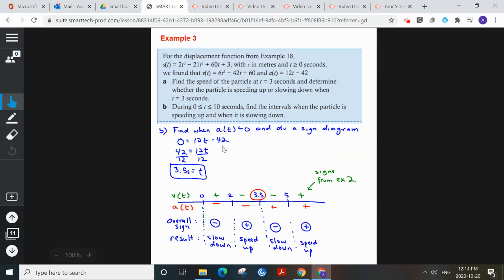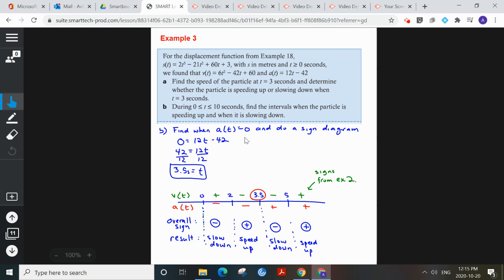Okay. We also need to find out when the particle is speeding up and when it's slowing down on the interval of 0 to 10 seconds. To figure that out, I need to know the signs of the velocity and the acceleration. So I'm going to make a sign diagram. In my sign diagram, I already know velocity is 0 at 2 and 5. But to complete my sign diagram, I need to know when the acceleration is 0. And acceleration is 0 when 12t minus 42 is equal to 0, or when t equals 3.5. So that has to be included in my sign diagram.